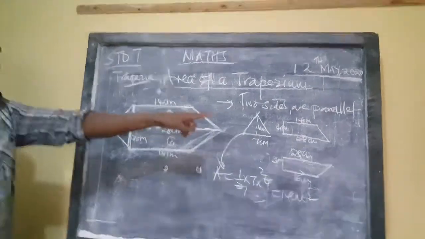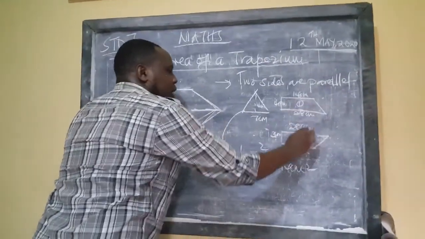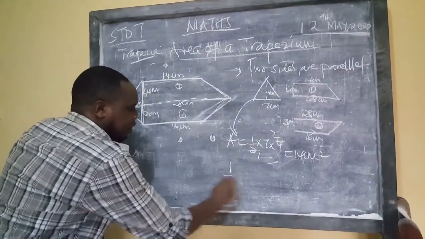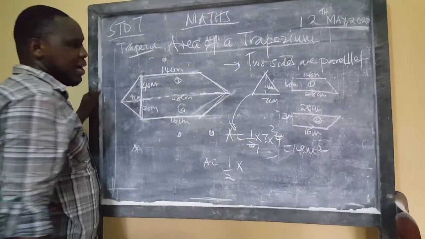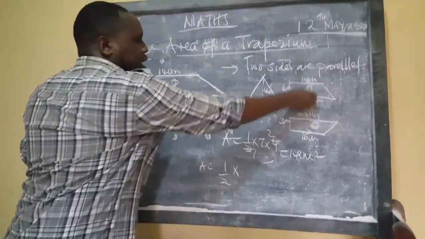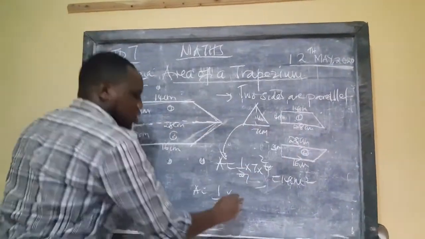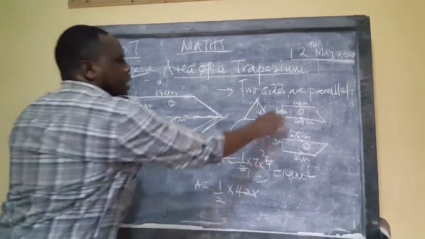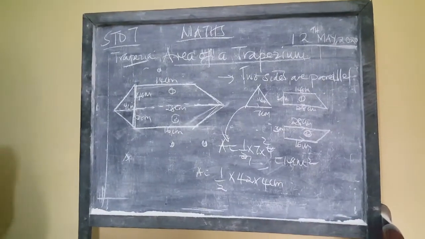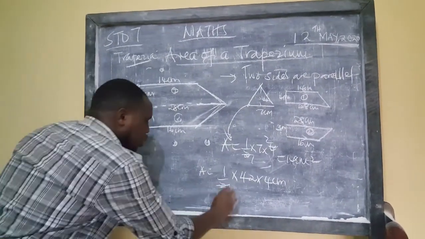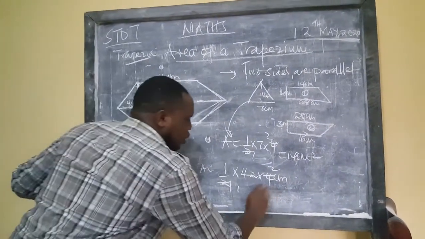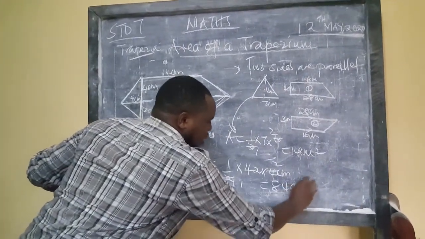We move to the next shape, number 1, which we labeled number 1, and this we labeled number 2. So number 1, the area is going to be half times A plus B. This is going to be 42 times the height, 4 centimeters. So we are going to divide by 2, 42 times 2 is 84, so this is going to be 84 centimeters squared.